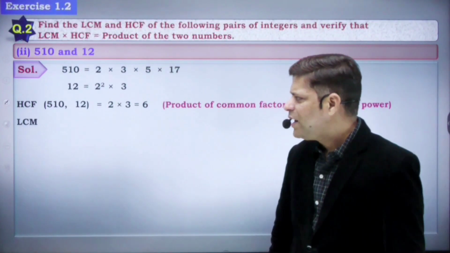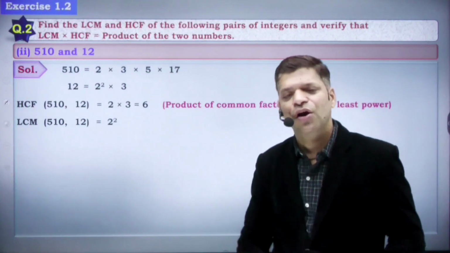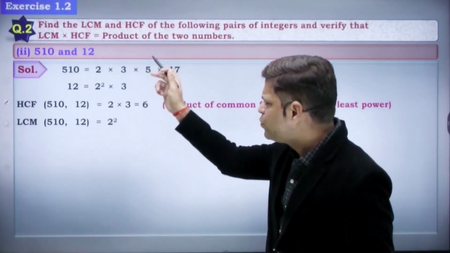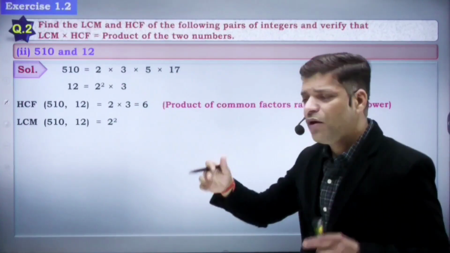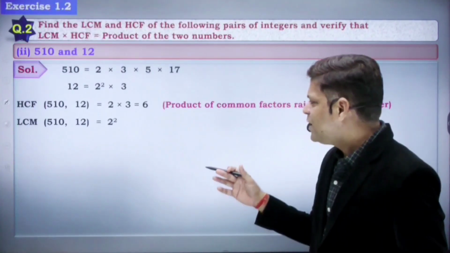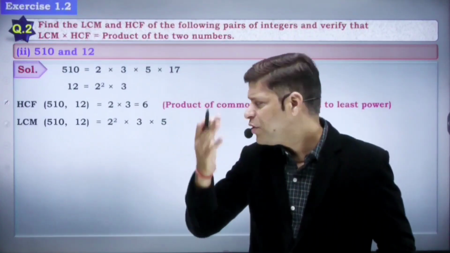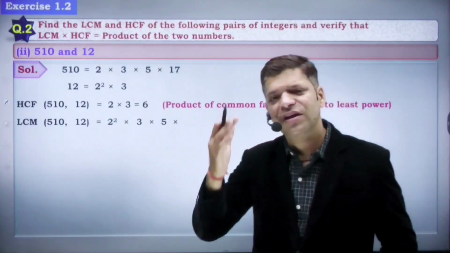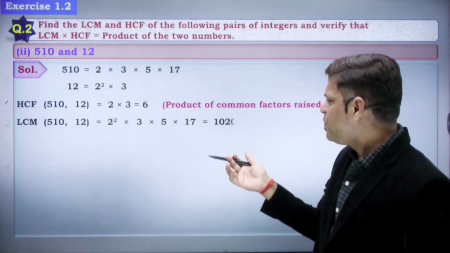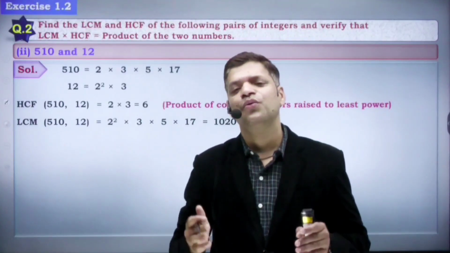And similarly the LCM of both numbers we can find out. For LCM we have to take all the prime factors, that is 2, 3, 5, 17 with their highest exponent. The highest exponent of 2 is 2, of 3 is 1, of 5 is 1, and of 17 is 1. So the LCM, when we multiply all of them, will be 1020.